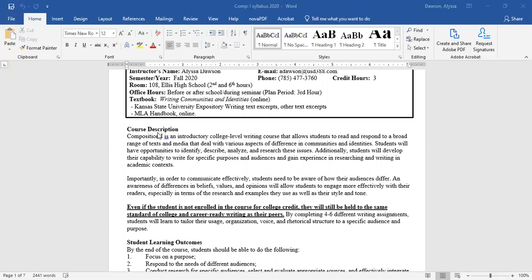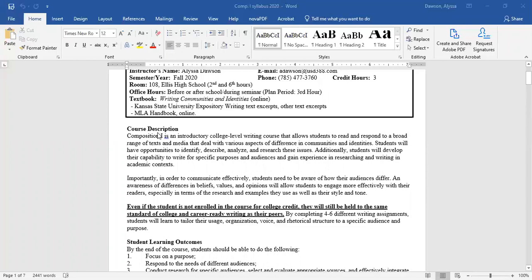This class takes place during second hour and sixth hour. My planning period is this next class period, third hour. Seniors, and particularly seniors in comp who might need help with writing, are my priority. So if you need something, you should definitely make an appointment during my plan period, or come in during seminar.